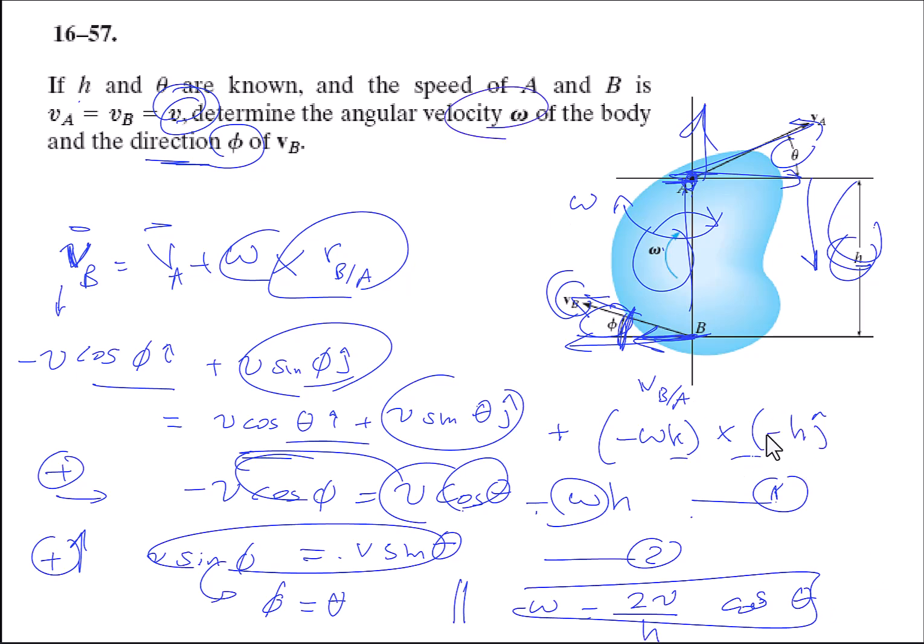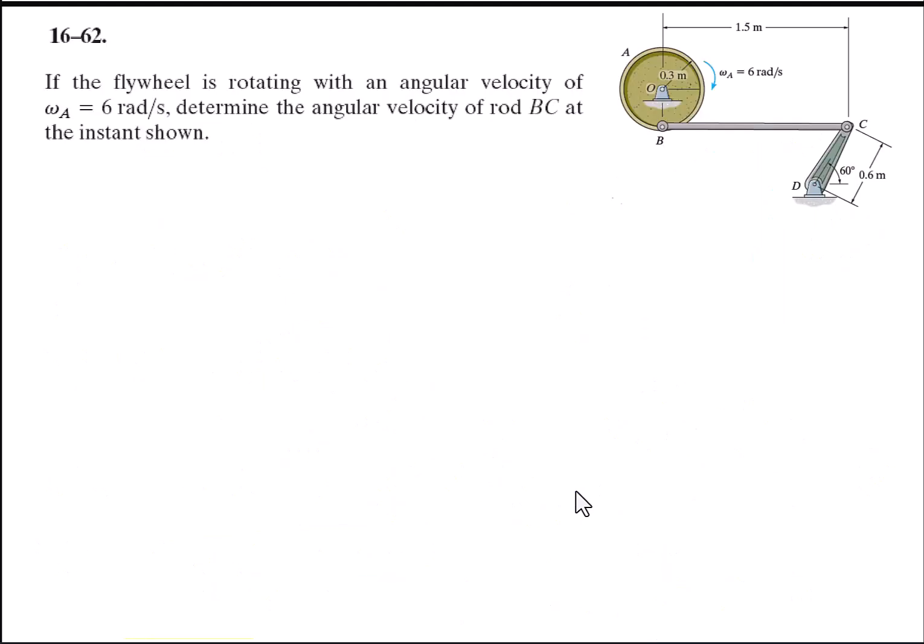Final sign minus. Don't forget, when you cross k with j you'll get a minus i, so these will result in just one minus. Let's look at another problem. Here you have a flywheel that is rotating with an angular velocity of 6 radians per second, and we want the angular velocity of this rod BC.